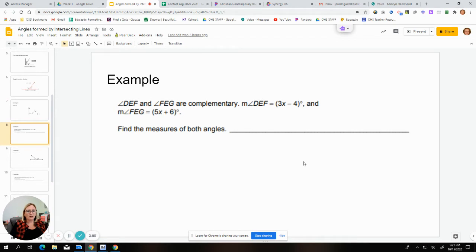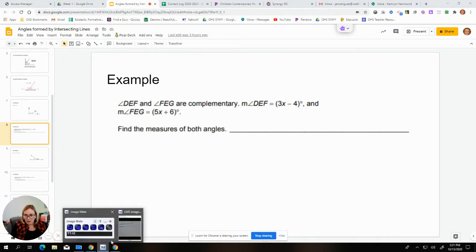Okay, so now we're going to talk about what we do if we need to do some equation solving. It tells us that angle DEF and angle FEG are complementary. Complementary meaning 90 degrees is what they add to. So if we know the measure of DEF is 3x minus 4, and the measure of FEG is 5x plus 6, how do we find both angles?